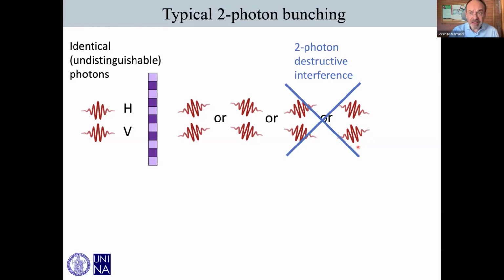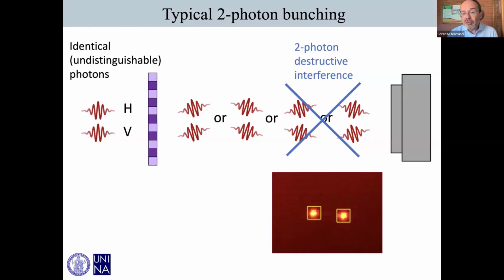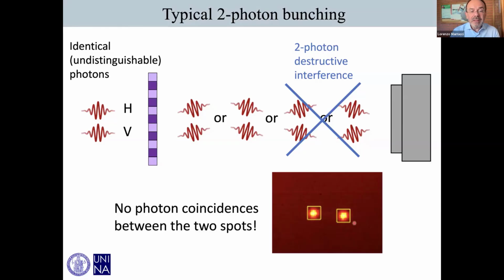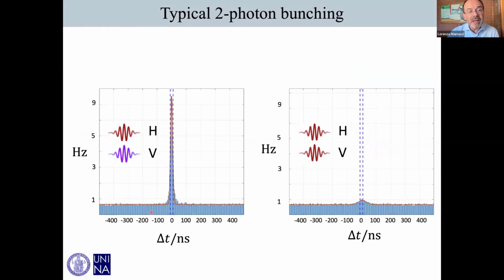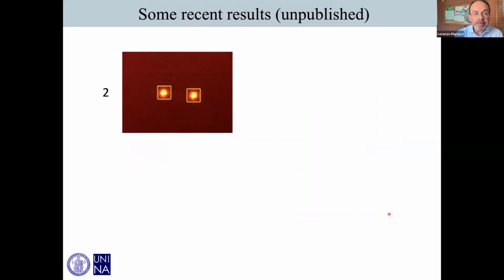It is a completely quantum effect, which cannot be mimicked by any classical means. In that case, you still see two spots, but if you look at the time coincidences, you will never see time coincidences between these two spots. This is completely different from what you have classically. For example, the time distribution for the two photons, when they are distinguishable, shows a strong peak at the same time, whereas when they are not distinguishable, this peak is almost completely suppressed.